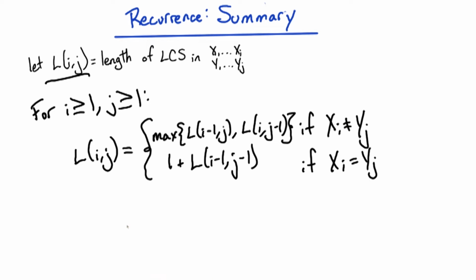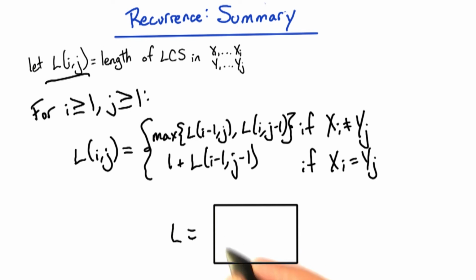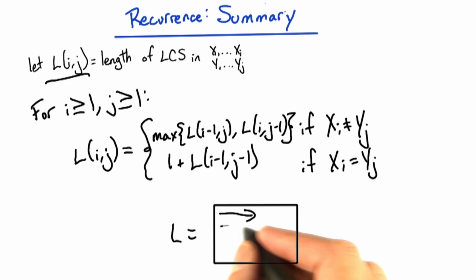is 0. Finally, now we can state our dynamic programming algorithm, the pseudocode for the algorithm. And now, notice we have a two-dimensional table now. L is a two-dimensional array. How are we going to fill it up? We're going to fill it up row by row.